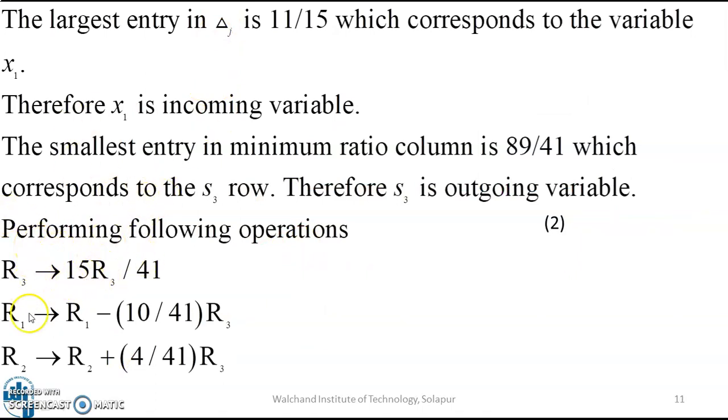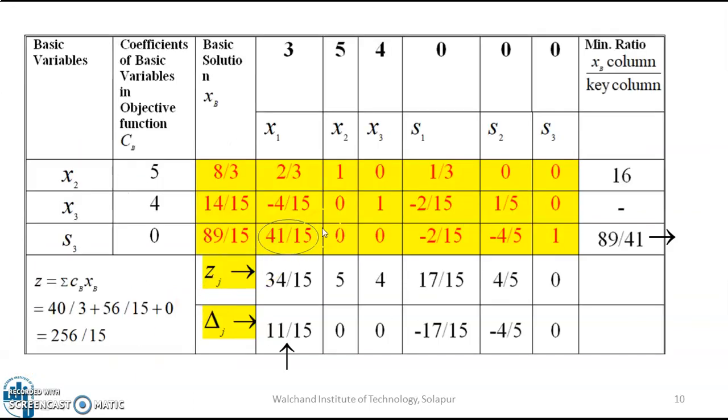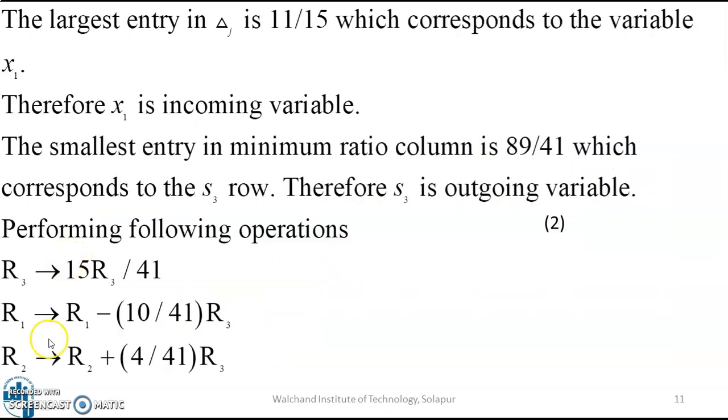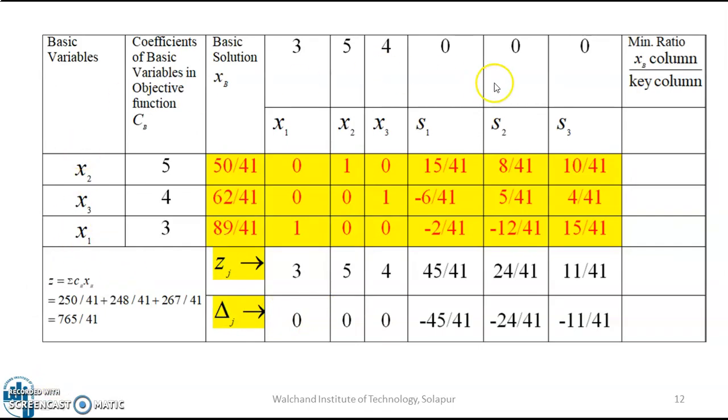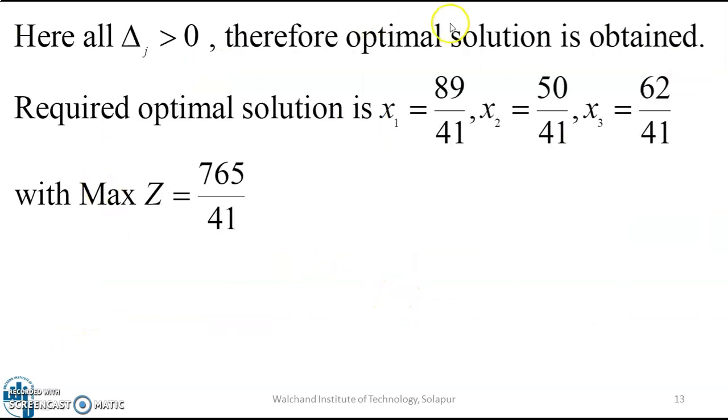Now we have to perform these three transformations to convert this element to 1 and these two remaining elements to 0. When we perform these three operations, we get this new system, and after calculating this Z and delta J, here we can see that all the entries are 0 or negative. Therefore, the optimal solution is obtained, and that optimal solution is: the value of x1 is 89 upon 41, x2 is 50 upon 41, and x3 is 62 upon 41, and the maximum value of Z is 765 upon 41. That is what is written here.